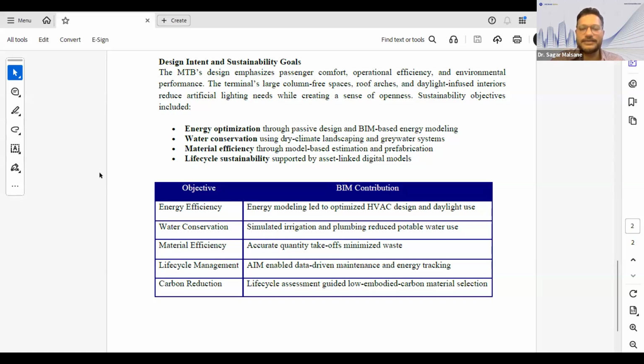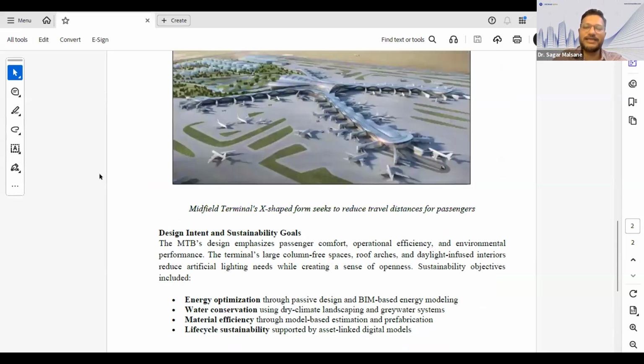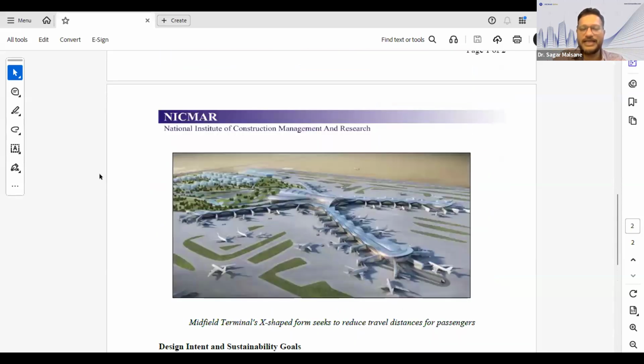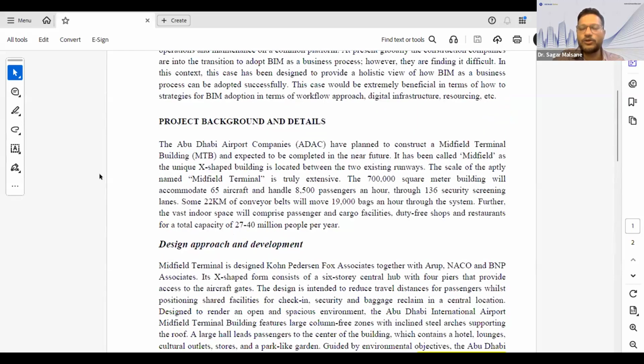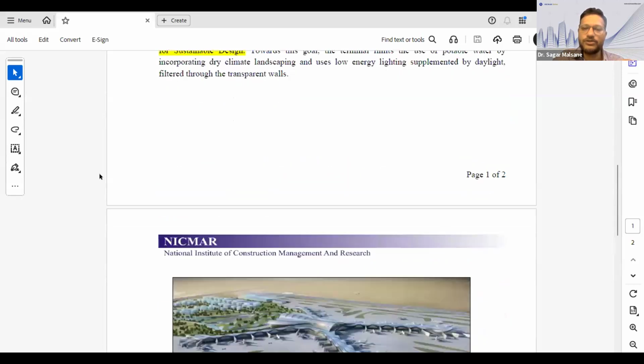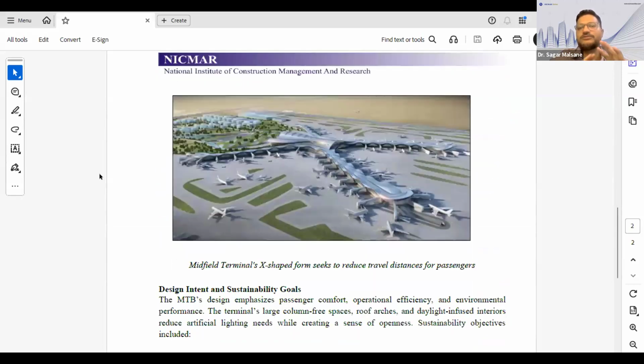And then carbon reduction, so life cycle assessment guided by low embodied carbon material selection. Such intelligent selection of material at design stage or at procurement stage can really help in reducing the carbon. So I just thought that very quickly I'll show you this example of how people are really achieving their sustainability related goals through BIM. That was the idea behind showing this case.